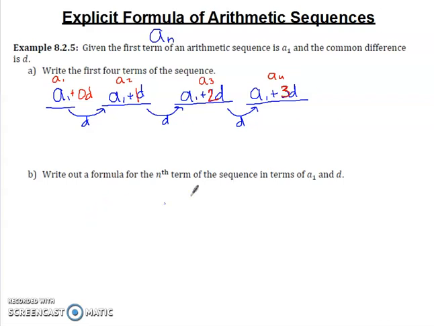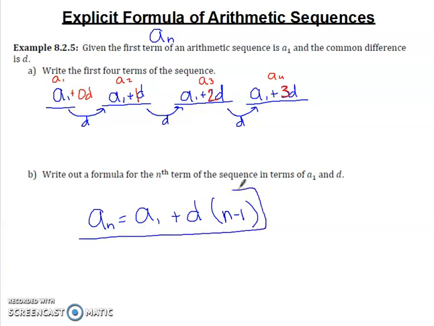So what we can say is that to find the nth term, I'm going to start with a sub 1 and add d 1 less time than that term I'm trying to find. So times n minus 1. And this would be our explicit formula to find the nth term of an arithmetic sequence.